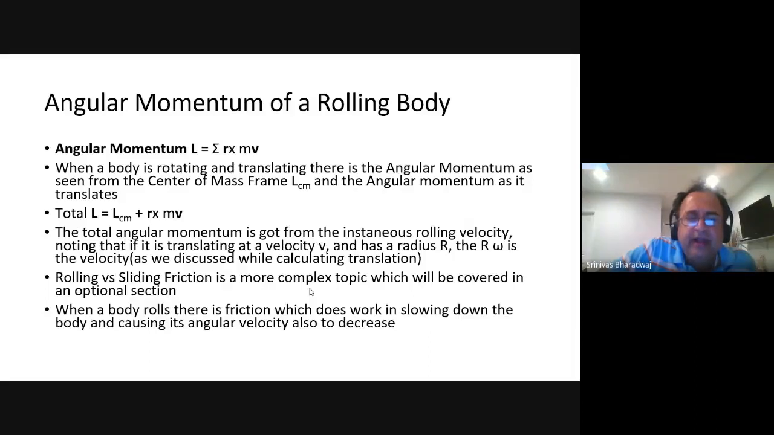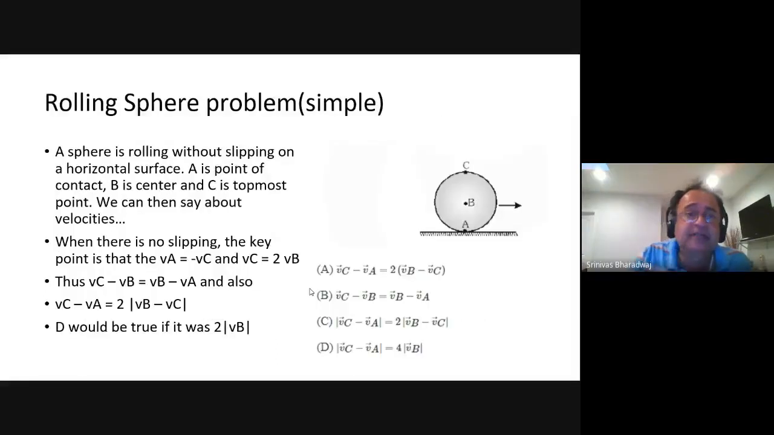Okay. So now, rolling and sliding friction are a little different. Sliding friction, you already know, mu times n, right? N is the normal force, mu times n will give you sliding friction. Body rolls, there's a friction which does work in slowing the body and causing its angular velocity to decline. Okay. So it is a torque producing friction, but it is much less.